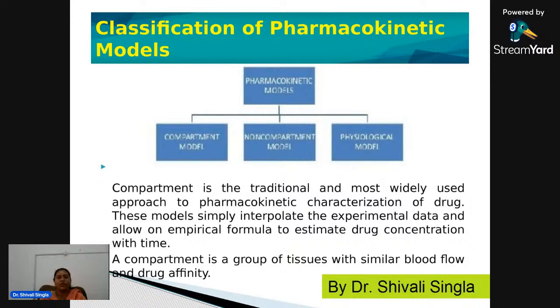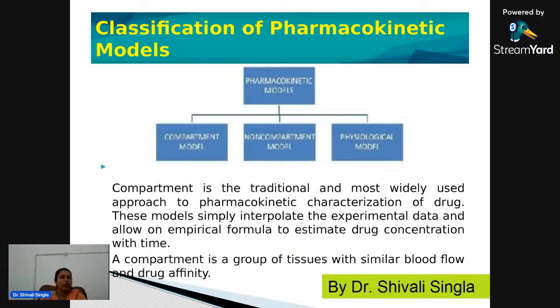Now, a lot of pharmacokinetic models are there. We can classify these models mainly into three types. First is compartment modeling, which I am going to elaborate. Second is non-compartment modeling, and third is physiological models. Here I am going to talk only about compartment models, because the compartment model is the traditional and most widely used approach to pharmacokinetic characterization of the drug.